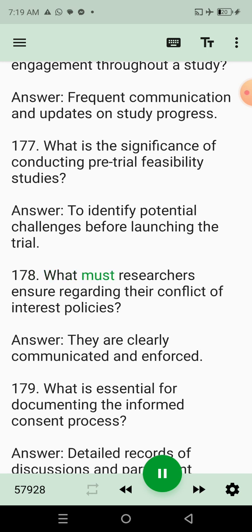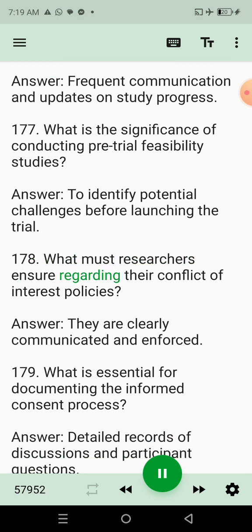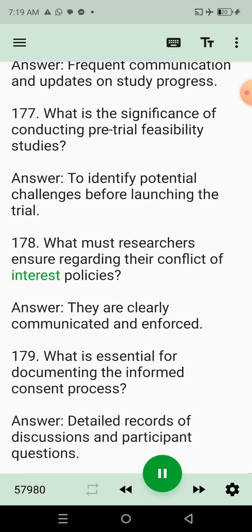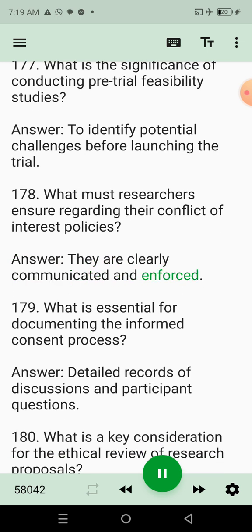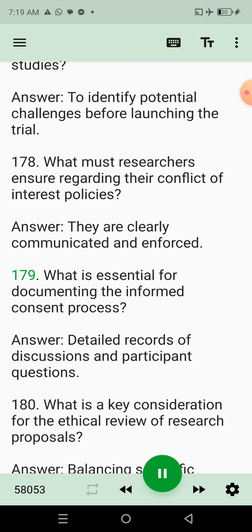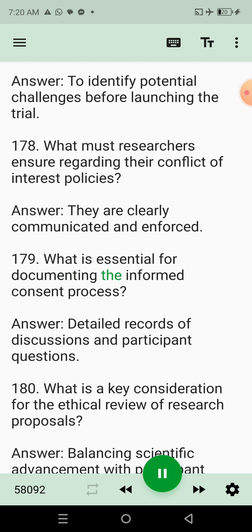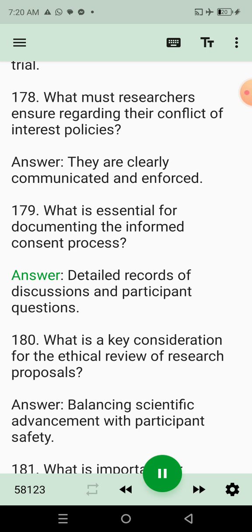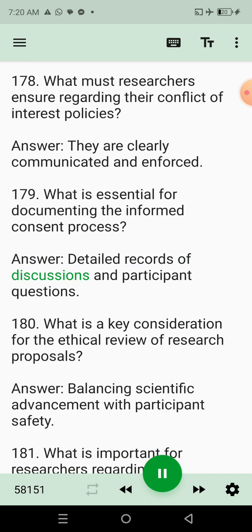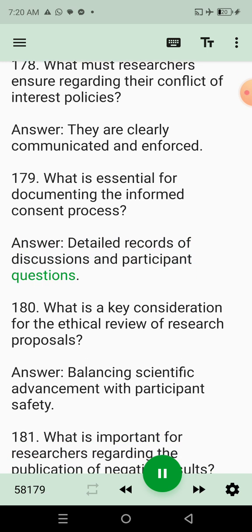178. What must researchers ensure regarding their conflict of interest policies? Answer: they are clearly communicated and enforced. 179. What is essential for documenting the informed consent process? Answer: detailed records of discussions and participant questions.